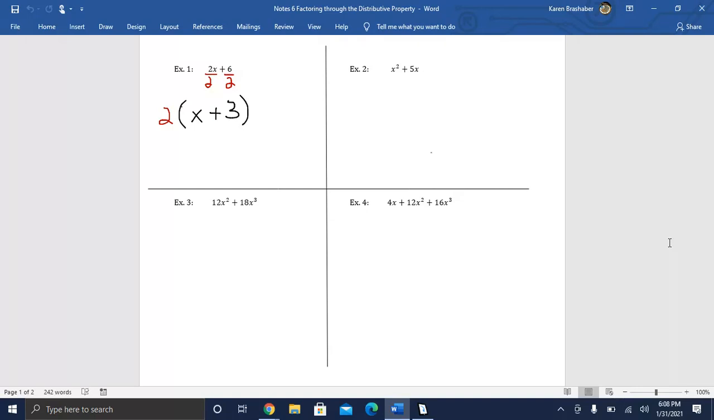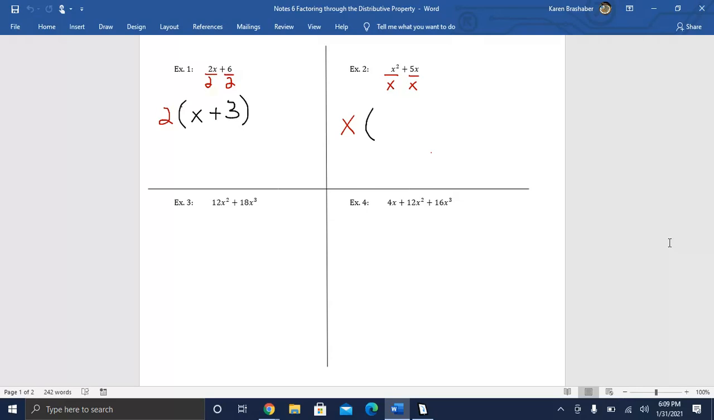Sometimes the common factor in our terms is not a number, but rather a variable. That's what happens on this one. So we have x to the second plus 5x. I can divide both of these terms by an x. When I have a common variable, I want to use the lowest exponent of those two variables. So I'm going to divide by an x. What I divide by is written outside the parentheses, and then I'll make my parentheses and do my dividing.